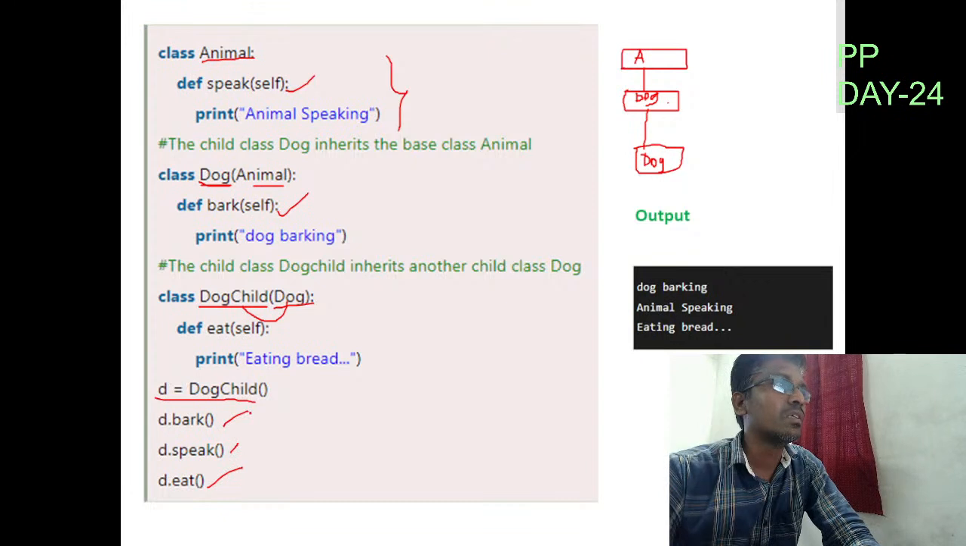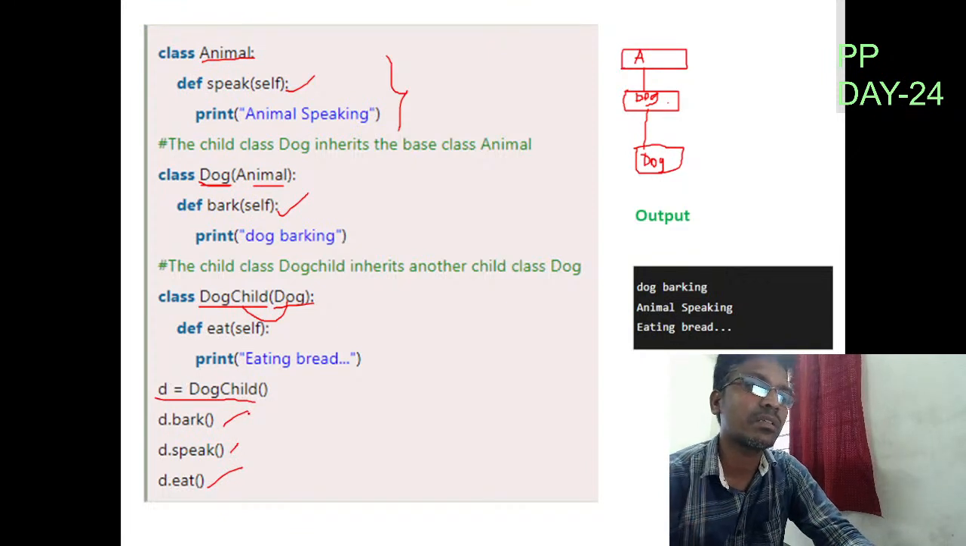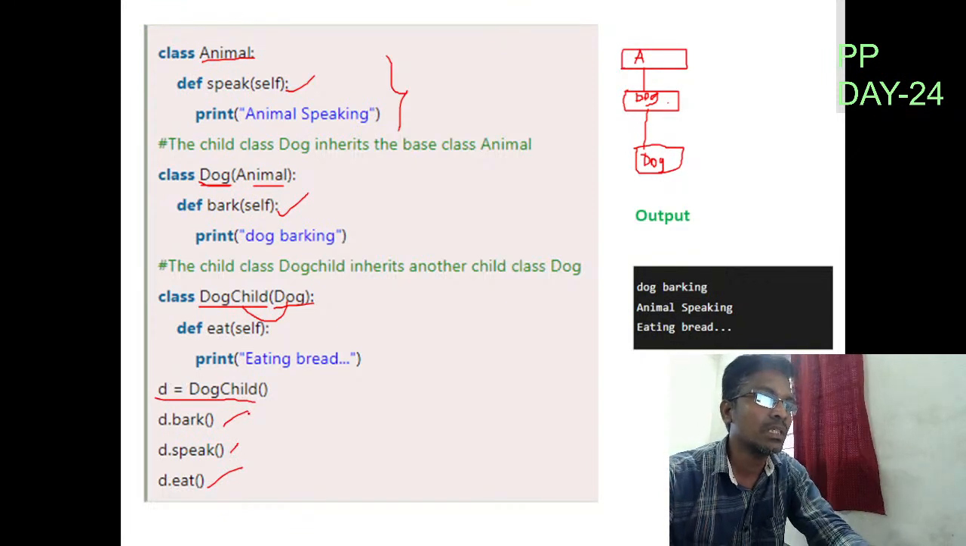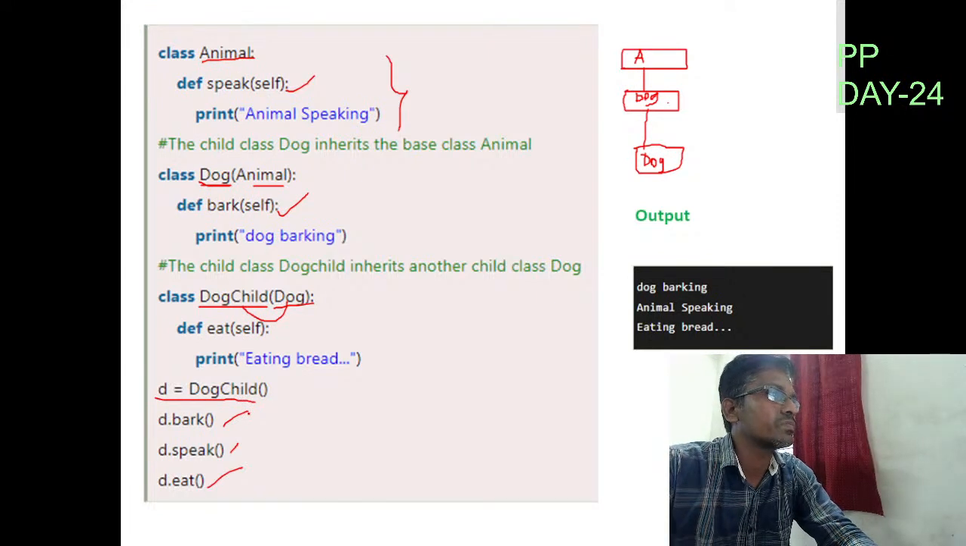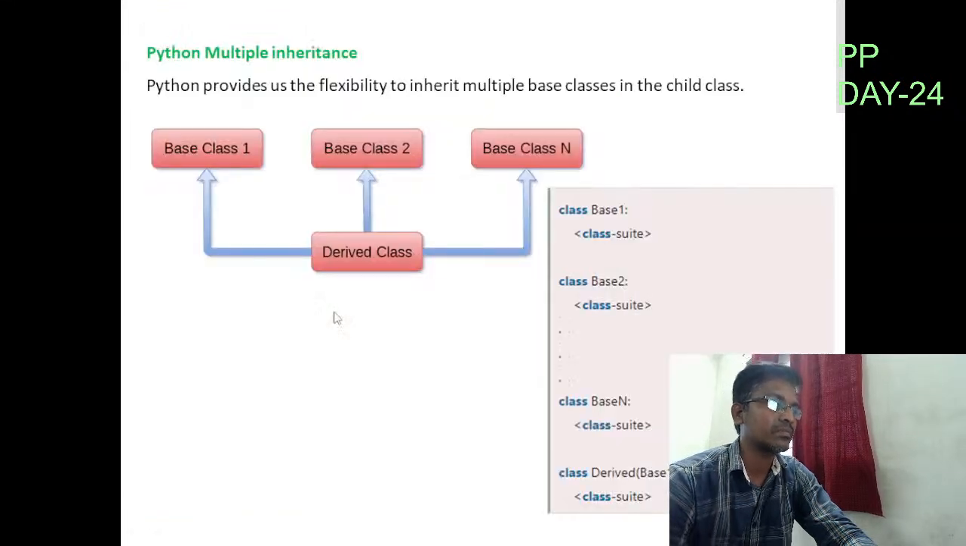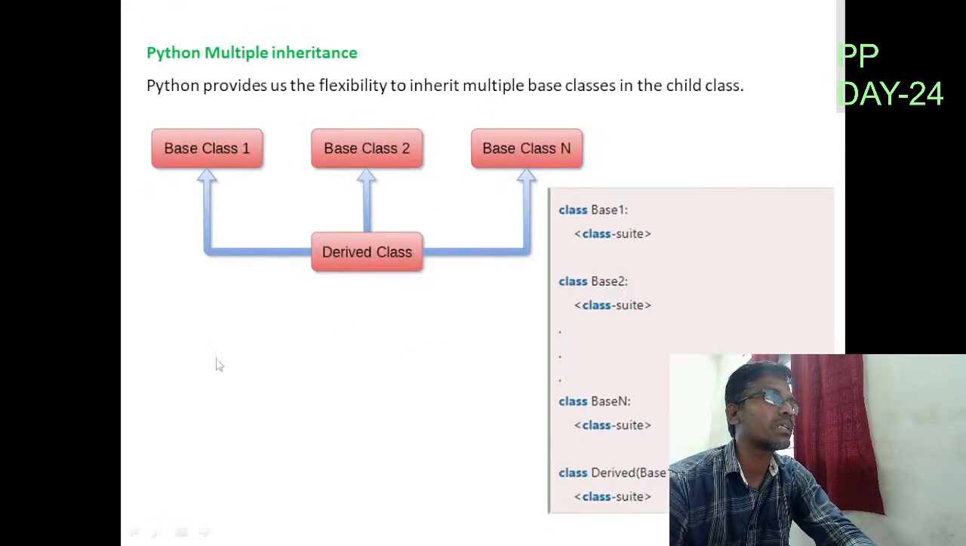So object creation and accessing, that all will be common to C++ and Java also. Except here in Java you have to use the extends keyword for deriving a new class, whereas in Python you just write the derived class followed by the base class. So this is multilevel inheritance.